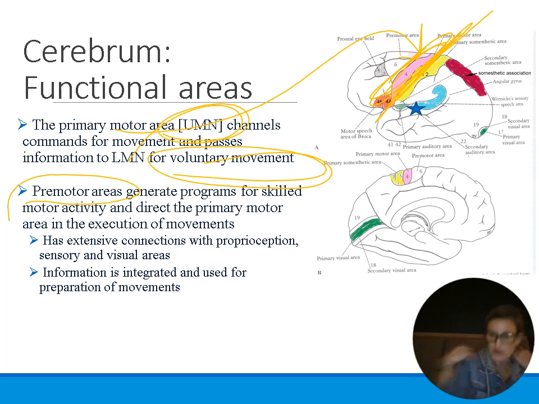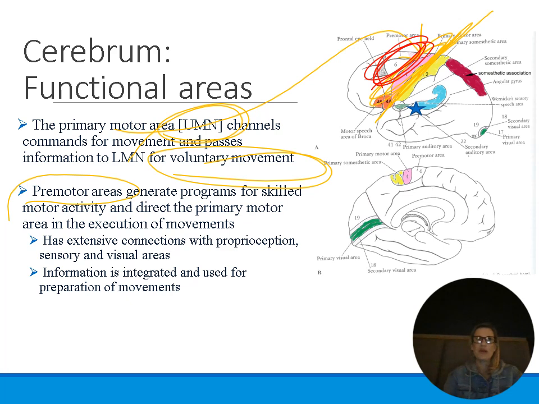So this motor association area, or premotor area, let me change colors, is this area here just in front of the primary area. The premotor area is where we plan our muscle contractions. So this is where we generate the programs for skilled motor activity and direct the activities of the primary motor area.